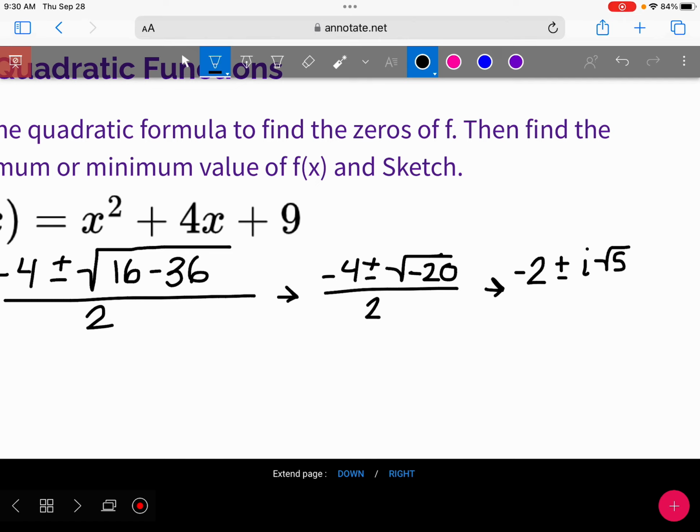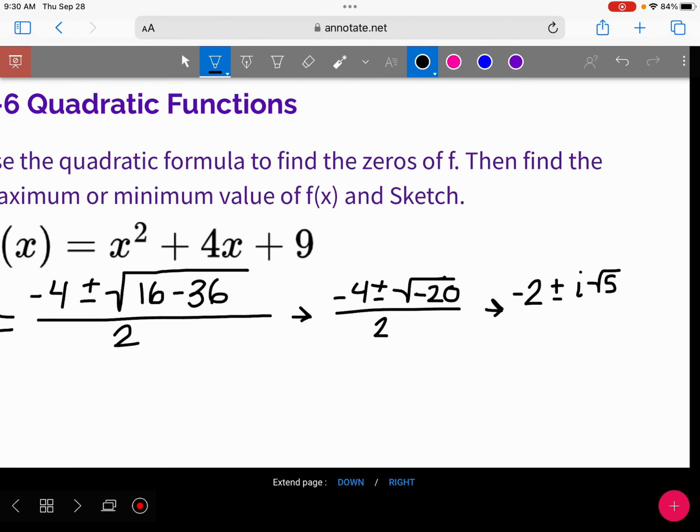So what kind of roots does this have? Imaginary roots. So is this going to hit the x-axis? No. So this has imaginary roots.